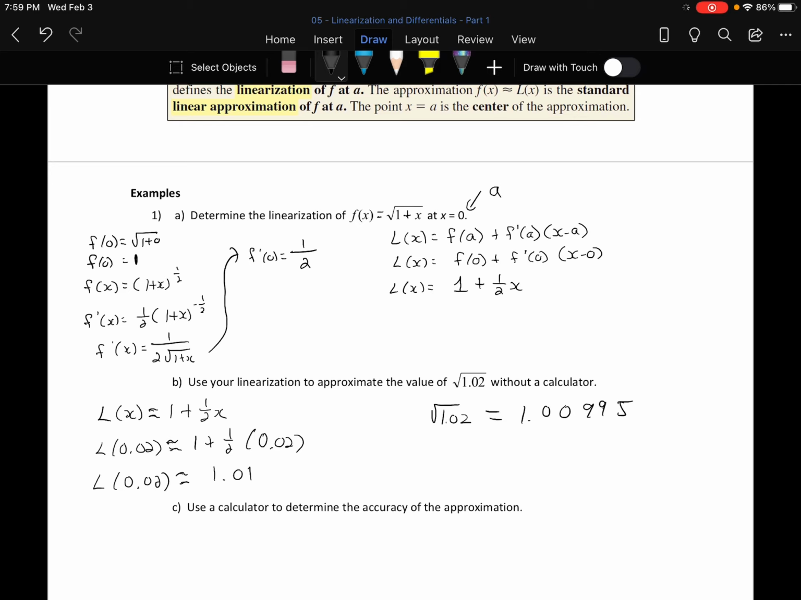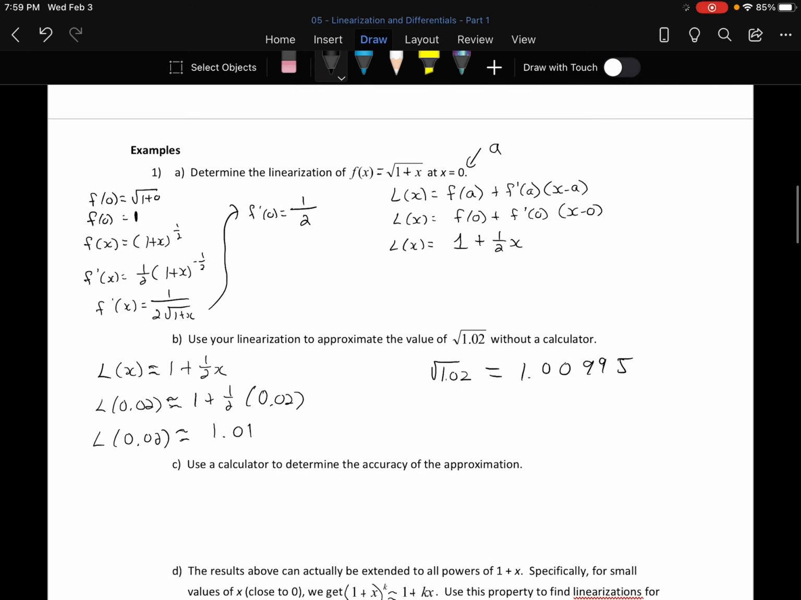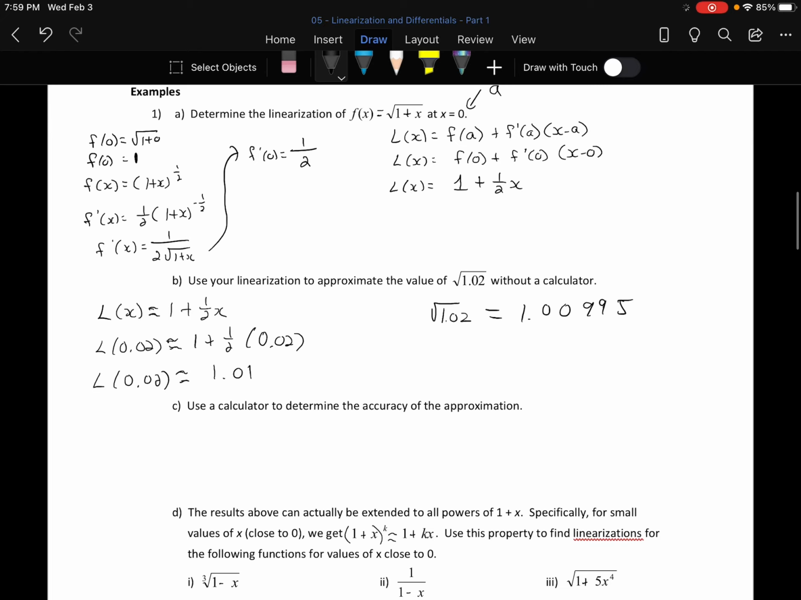We were close enough to 0 that our approximation was excellent here. And I think if you actually do your little scientific percentage error calculation, you're going to get an error of less than 0.005% or something like that. It's really quite accurate. Oh, and so I did that there. Use the calculator to determine the accuracy. I did that right there.